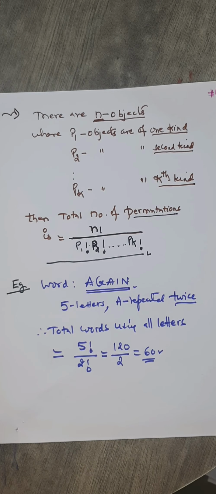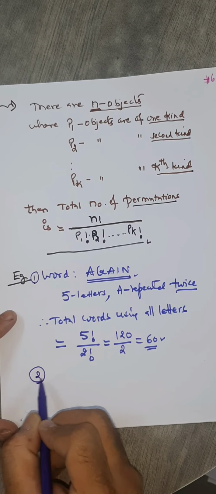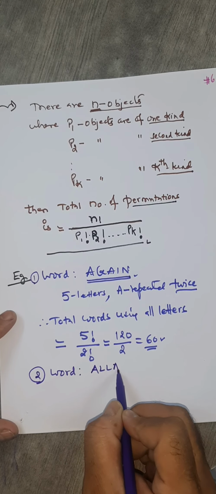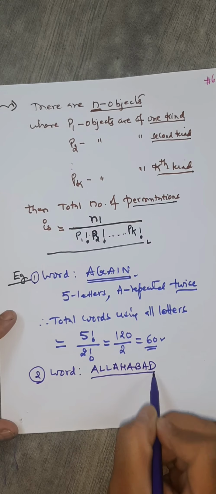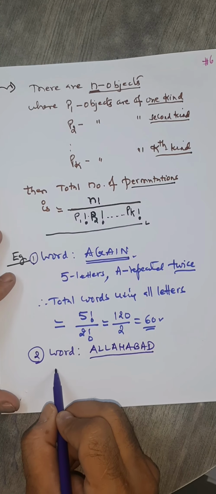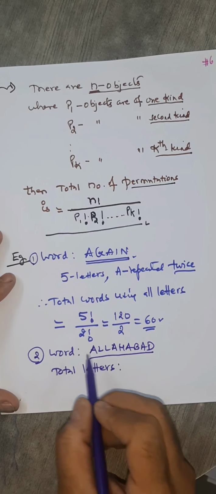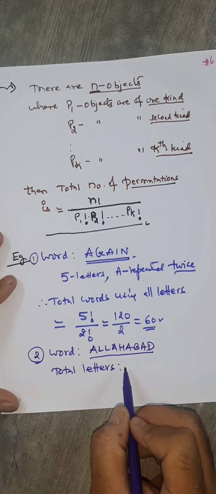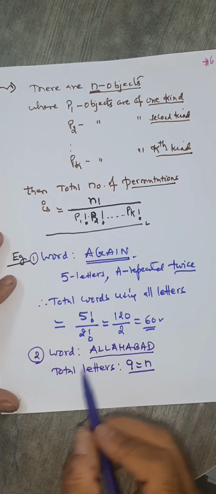Fine. I'm taking one more word. Let's try it. The question is to find all the words that can be formed using the word Allahabad. Let me take this word. How many letters are there? Count the total letters first. How many total letters are here? 1, 2, 3, 4, 5, 6, 7, 8, 9. So total letters equals 9, so n equals 9. So 9 factorial will come in the numerator.